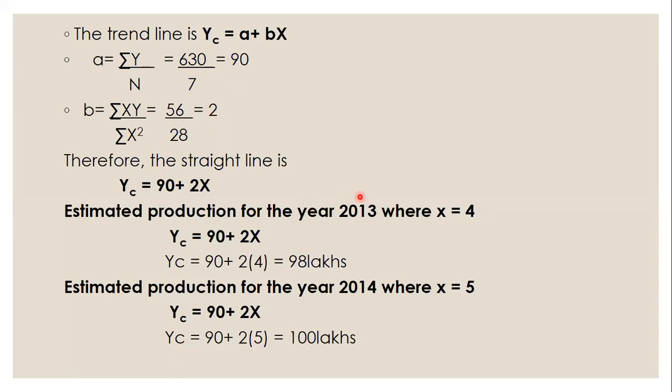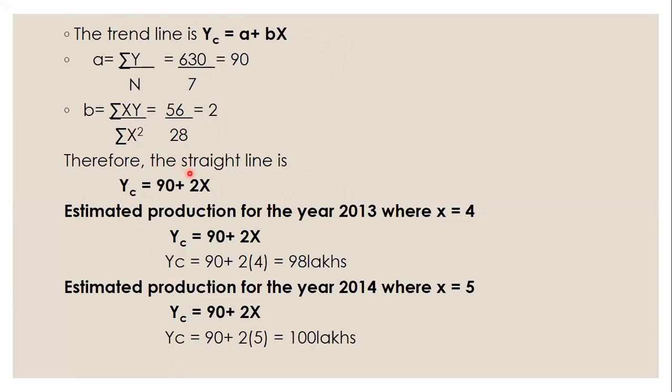Okay, so for fitting the straight line, the values are A plus BX. So A is 90, B is 2, and X. So this is our first answer for the question asked: fit a straight line trend for the data given below. So we have got a straight line here.